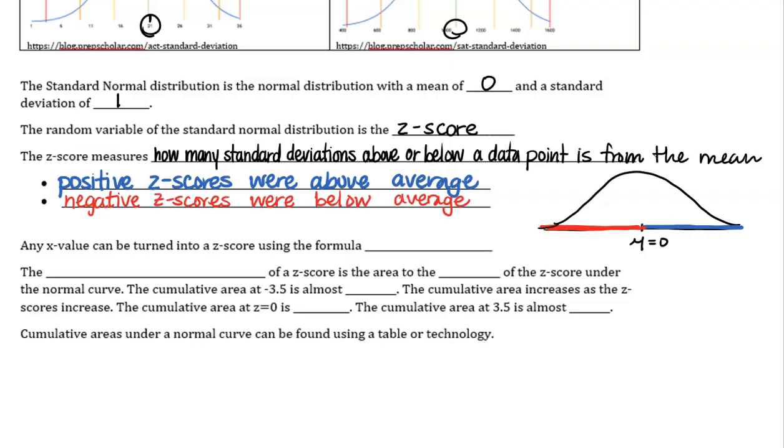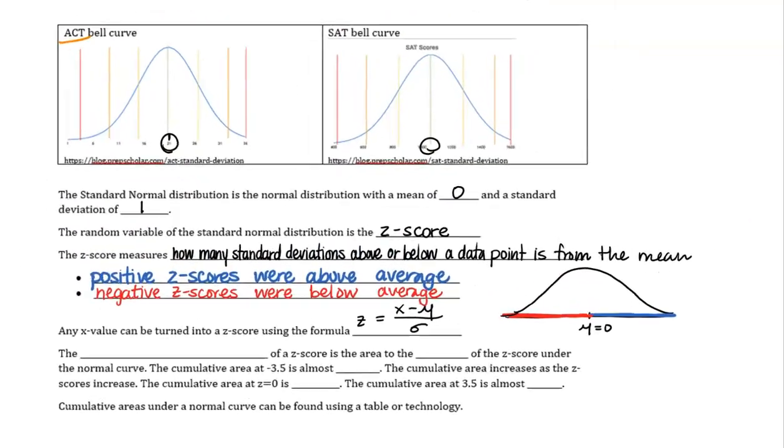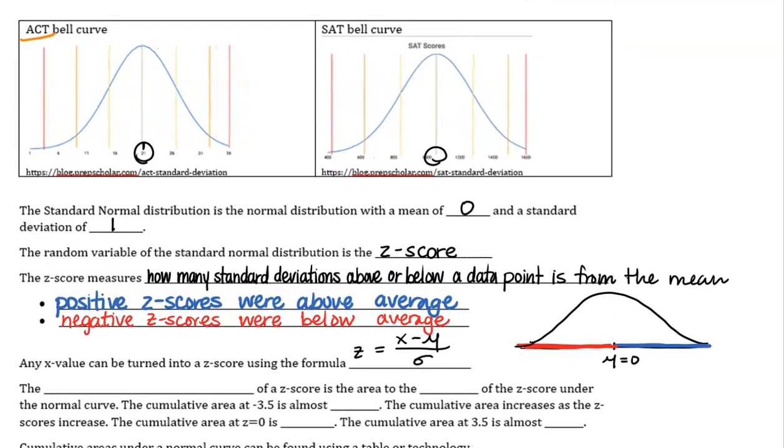And we can convert any x-score into a z-score using the formula that z is equal to x minus mu divided by the standard deviation. So what I mean by that, for example, looking at this curve here, let's look at the ACT curve. Let's say that you score a 26.